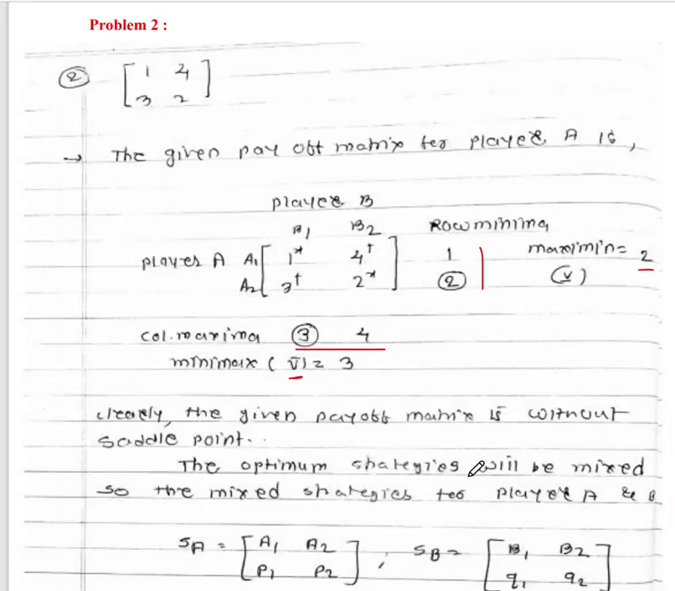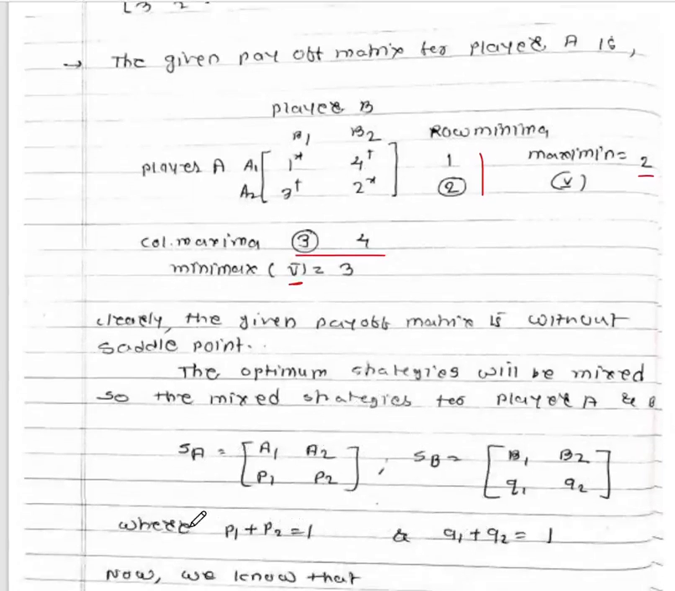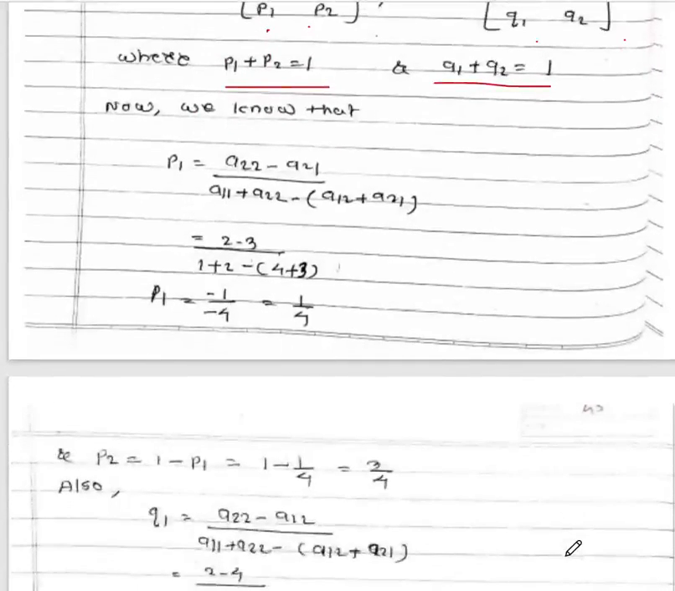Therefore the mixed strategy for player A and for player B can be written as: for player A it is A1, A2 with probabilities P1, P2, and for player B it is B1, B2 with probabilities Q1, Q2, where P1 plus P2 equals 1 and Q1 plus Q2 equals 1. Now we will find P1, P2 and Q1, Q2 using the formulas.